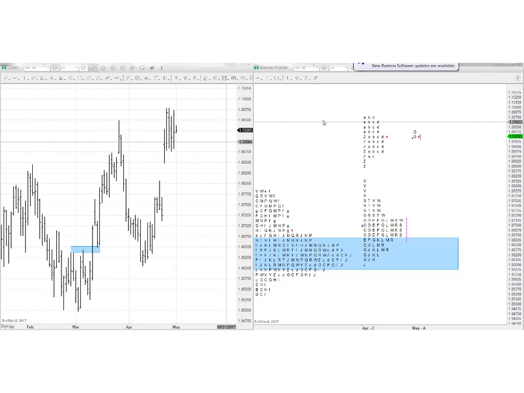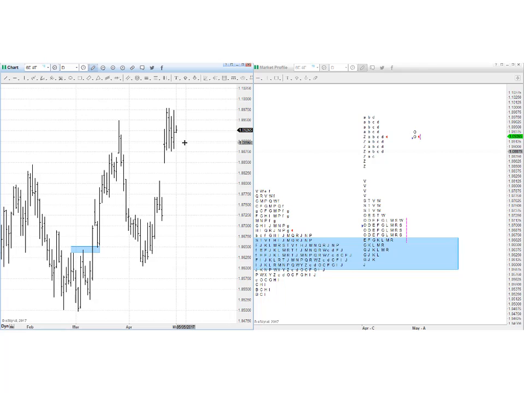And tonight we're going to talk about a contract that is actually setting up for a potential trade that we look for and we like to see, and that's your classic balance area trade. Now this contract happens to be the Euro. This is the profile view, this is the bar chart view.